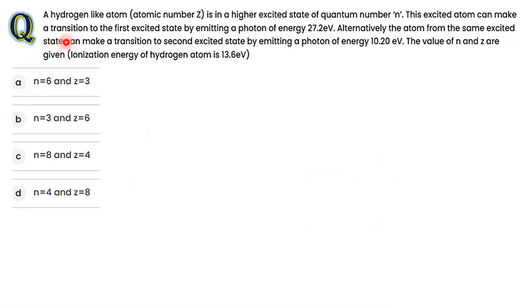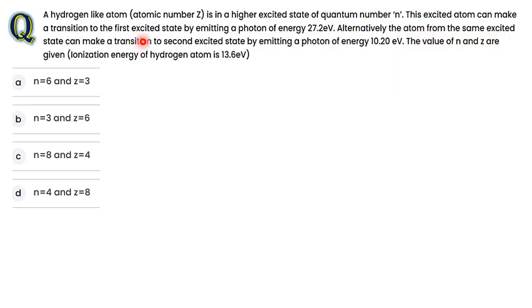Okay, next question. This question appears big, but it is a little easy, just concentrate. A hydrogen-like atom, with atomic number Z given, is in a higher excited state of quantum number n. This is an excited state. Then this excited atom can make a transition to the first excited state by emitting a photon of a given energy.